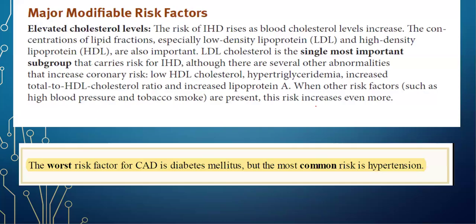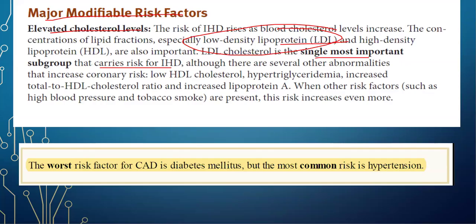So what are the risk factors of developing acute coronary syndrome or ischemic heart disease? There are some major risk factors. One of them is elevated cholesterol level. Especially elevated LDL cholesterol is a very important risk. LDL cholesterol is the single most important subgroup that carries the risk of ischemic heart disease.